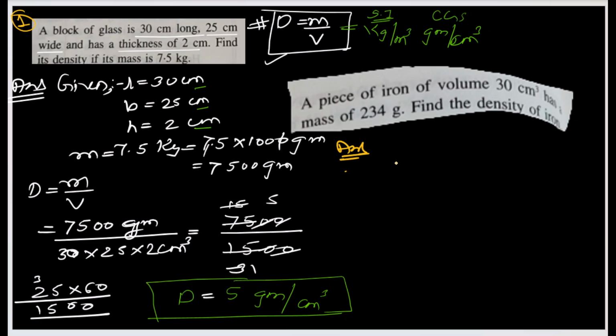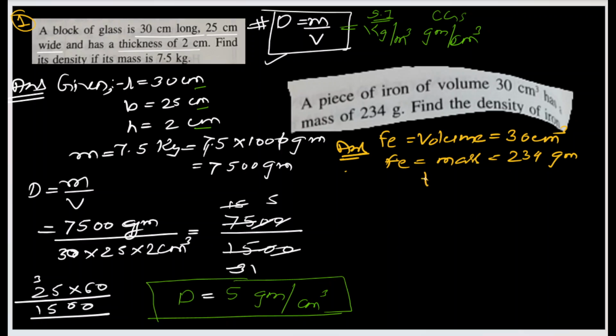So what are the words we are using here? A piece of iron. Right now I am writing the given values. Volume is 30 centimeter cube, and the mass of iron given here is 234 gram. What you need to find is the density of iron. So density of iron is equal to mass by volume.